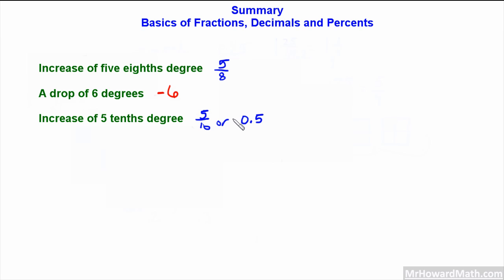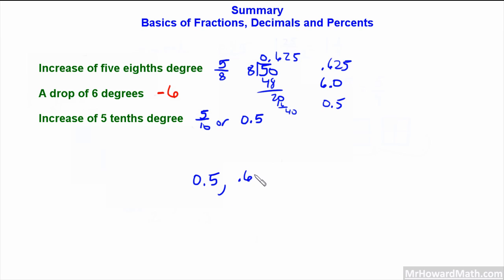Alright, so now we need to rank these from least to greatest, and the easiest way to do that is to get them all in the same form, probably decimal, right? 0.625, -6.0, and 0.5. How would we write those? Well, pretty easy, right? -6.0, then 0.5, then 0.625. See you in the next video.